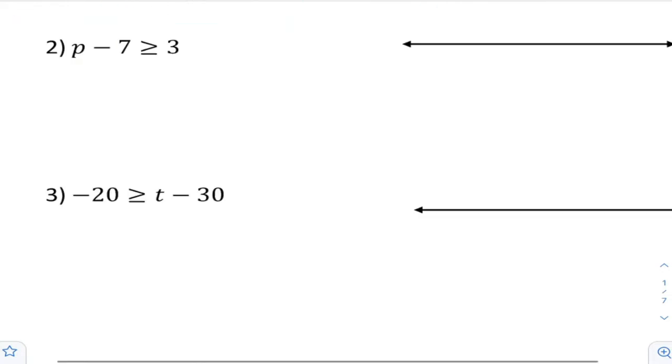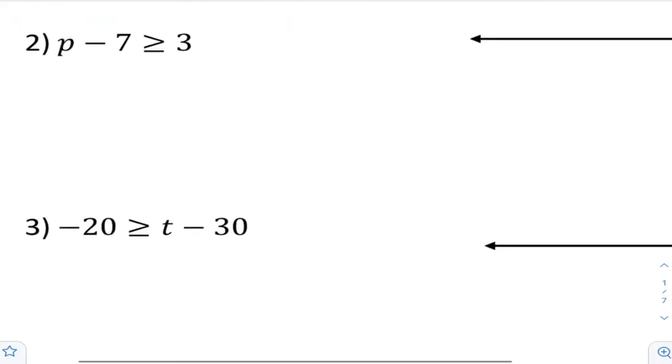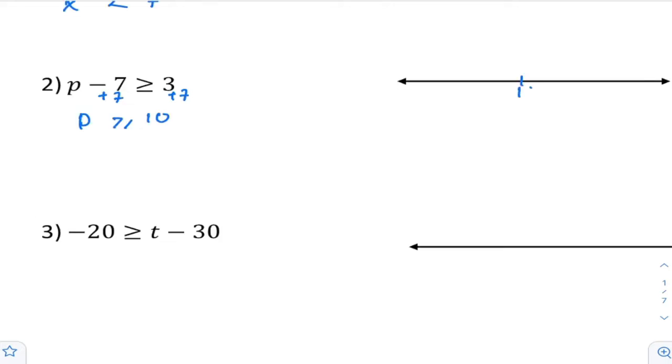Let's see number 2. P minus 7 more than or equal to 3. We will do the same thing. We will add 7 to both sides. So P is more than or equal to 10. So here is our 10. Now we will close the circle. Greater than or equal means to the right, everything more than or equal to 10. So all these numbers are included.